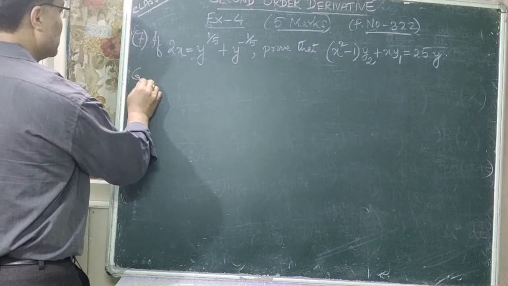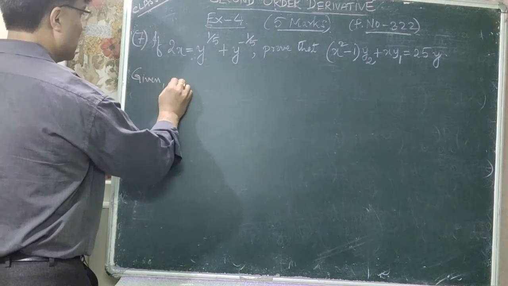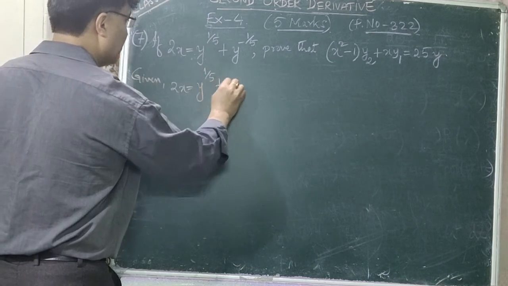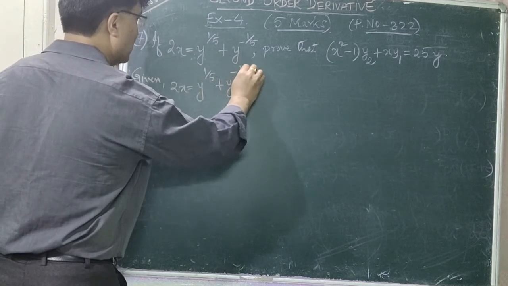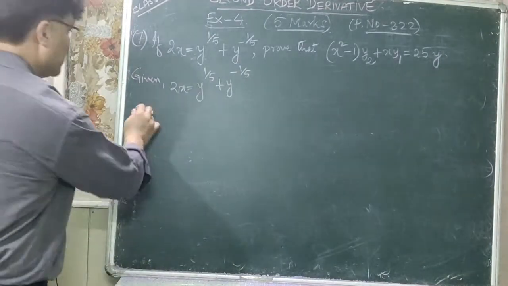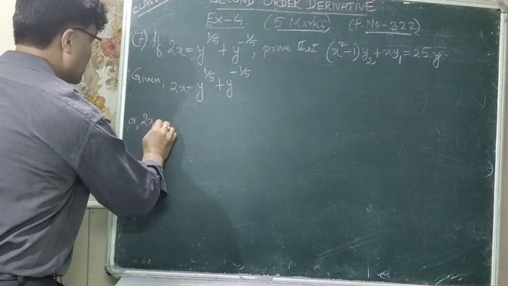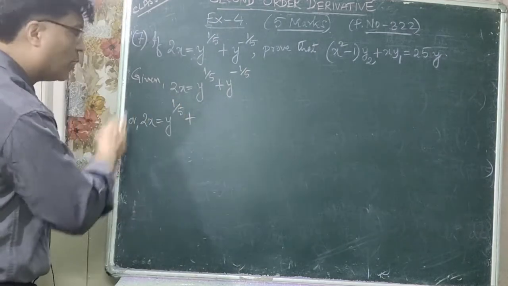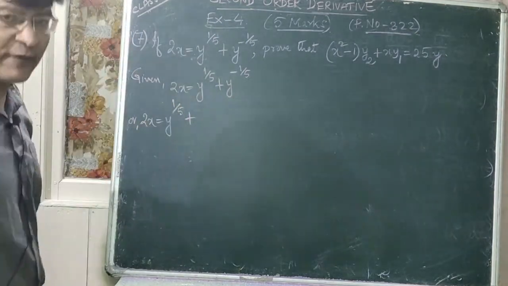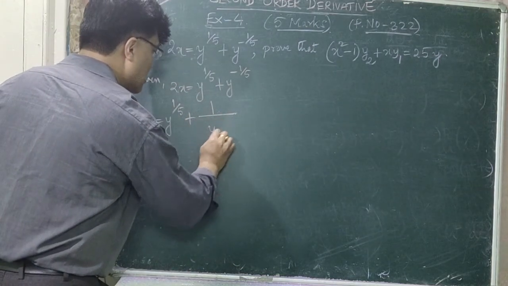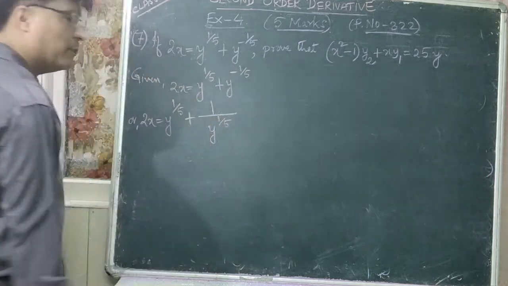So now here given is 2x is equal to y to the power 1 by 5 plus y to the power minus 1 by 5. Okay. So let us simplify this right hand side, or 2x is equal to y to the power 1 by 5 plus, so how will you simplify y to the power minus 1 by 5? So it can be taken to the denominator to make it positive. So 1 upon y to the power 1 upon 5.